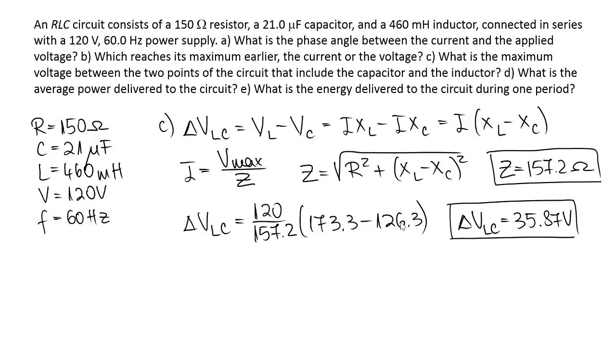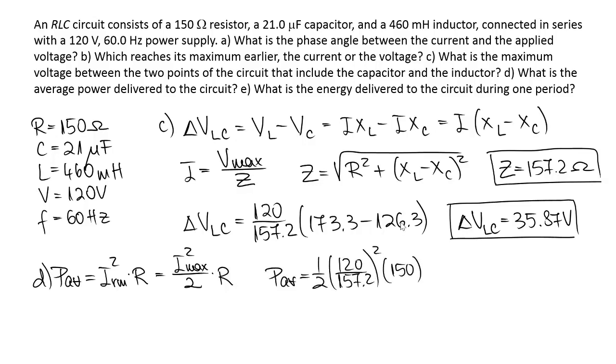In part D of the problem, we need to find the average power delivered to the circuit. The average power can be calculated as the RMS value of the current squared multiplied by the resistance, and remember, the RMS value is related to the maximum value divided by square root of 2. So we can calculate the average power as the maximum value of the current squared divided by 2 multiplied by the resistance. All we have to do is plug in the numbers. I haven't calculated the maximum current, I just wrote it as Vmax over the impedance Z. If you plug in the numbers, you get that the average power is 43.7 watts.